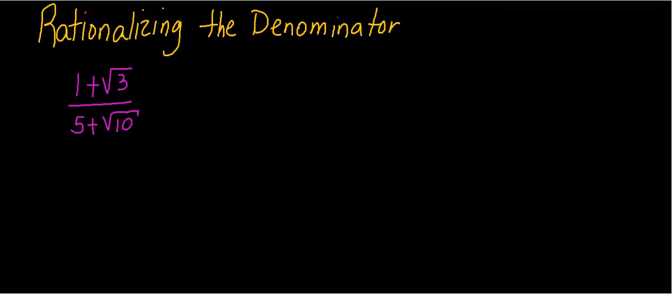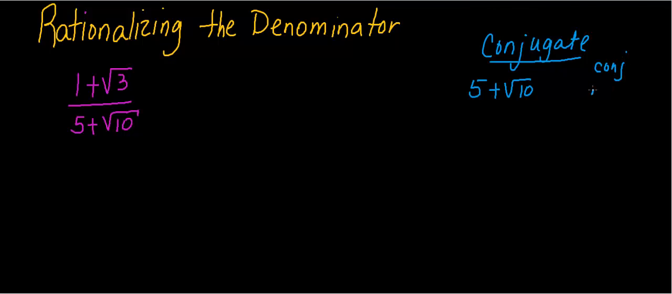Let's talk about conjugates again really quickly. If I have 5 plus the square root of 10, the conjugate is going to be 5 minus the square root of 10. What we do is we switch the sign, and that's our conjugate. Okay? So what do we do with the conjugate?